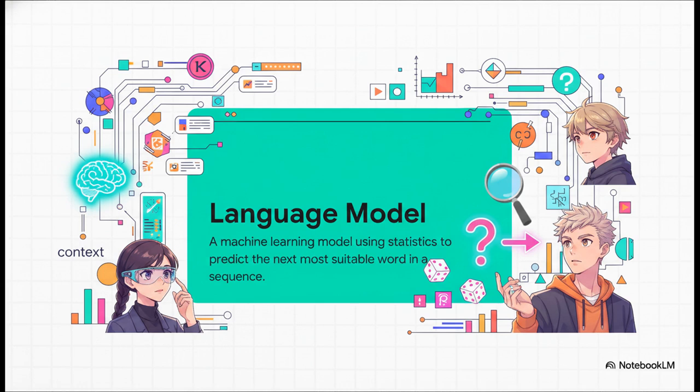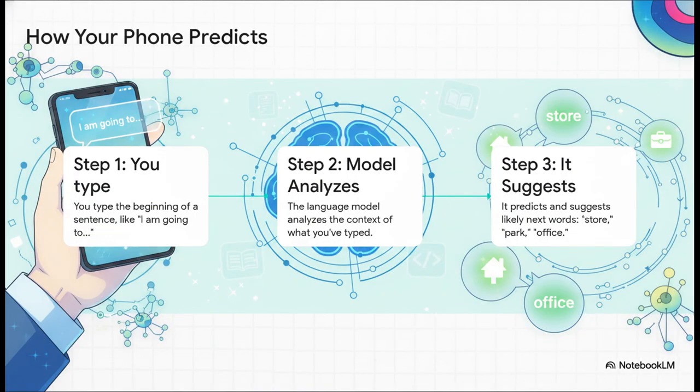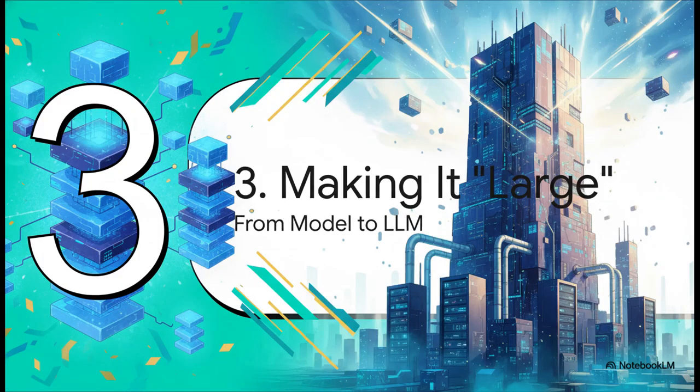It's a pattern-matching superstar. And here's where it clicks. You know when you're texting and your phone suggests the next word for you? That's it. That's a language model right there on your screen. It's seen millions of texts, so when you type "I am going to," it knows that "the store" or "the park" are really common next phrases. It's not magic, it's just really, really good at predicting based on all the data it's seen. Okay, so that's a small language model.